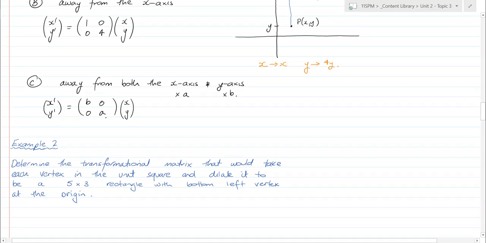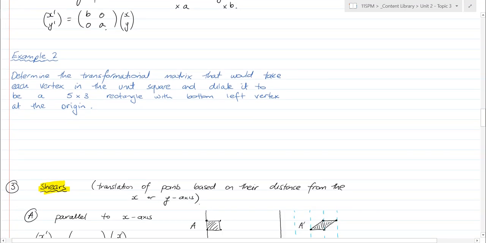Example 2. Determine the transformational matrix that would take each vertex in a unit square and dilate it to be a 5 by 3 rectangle with the bottom left vertex at the origin. You've got to make a slight assumption here. Unit square. Yes, the unit square.